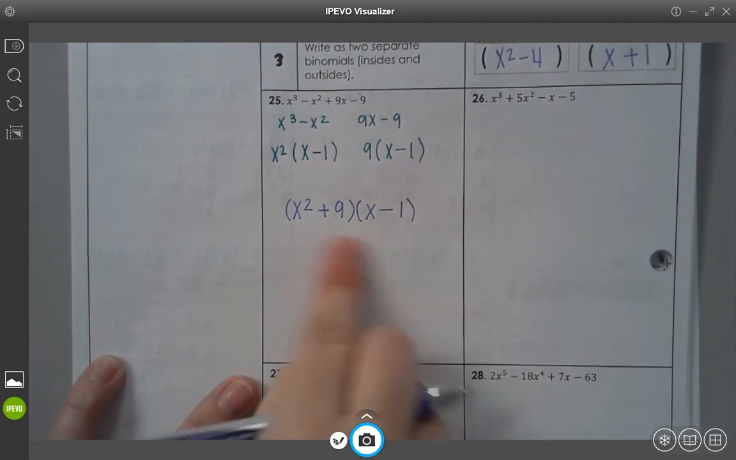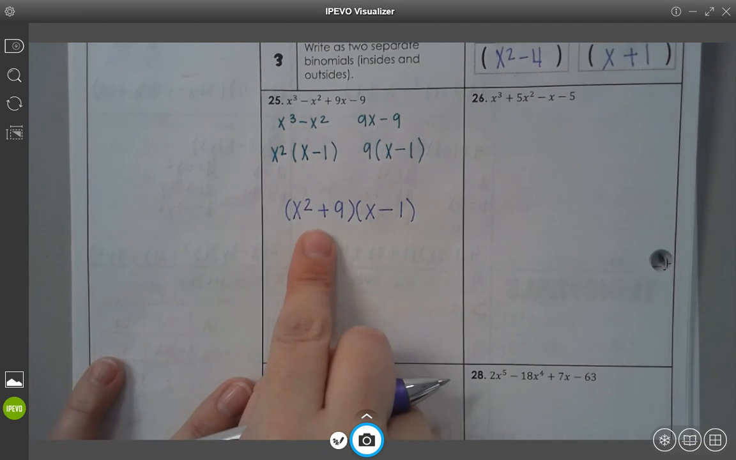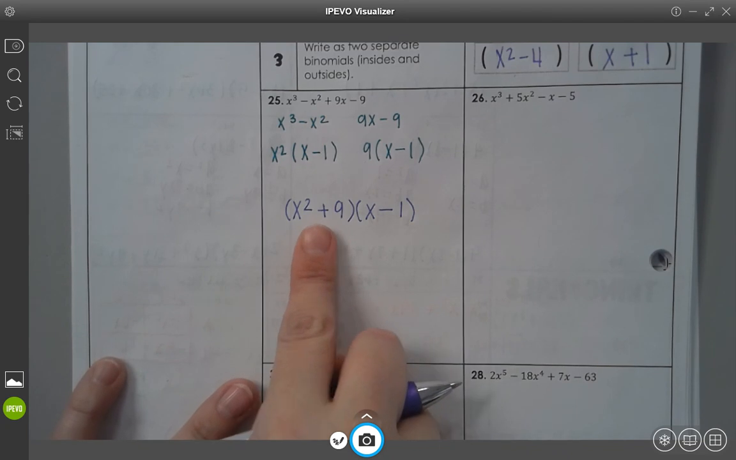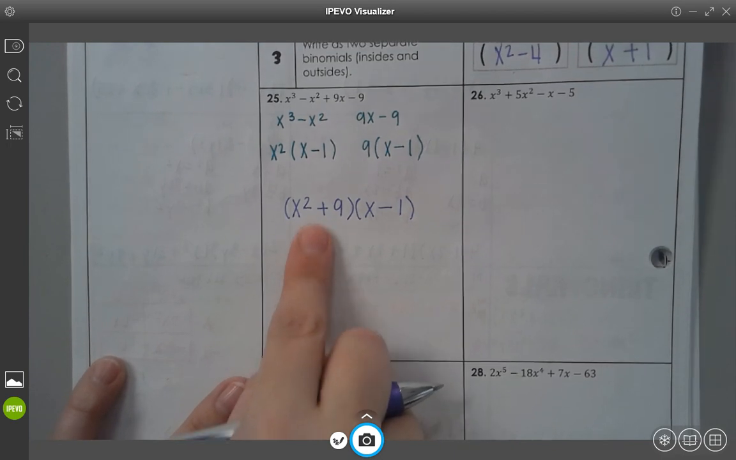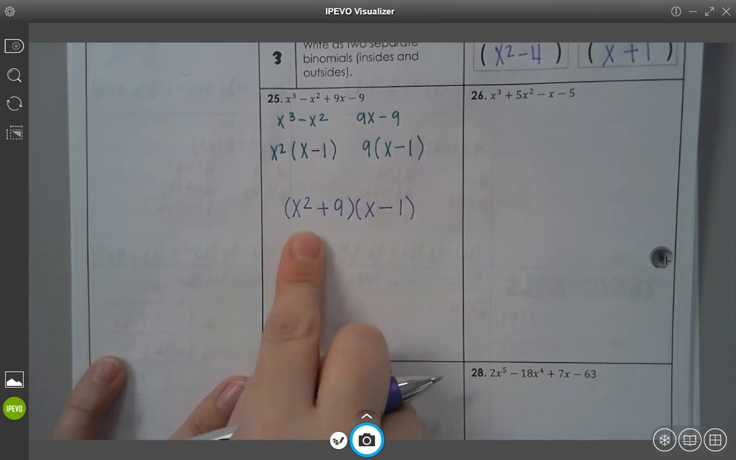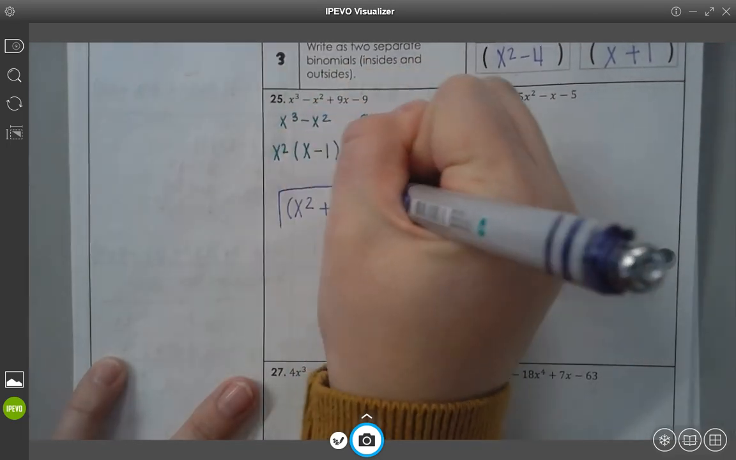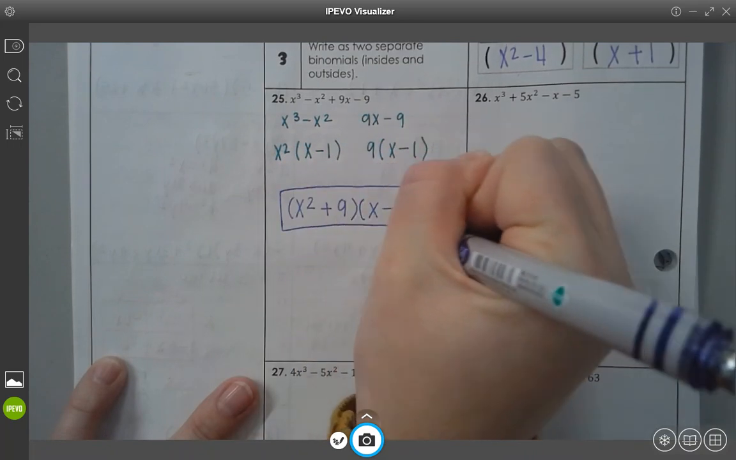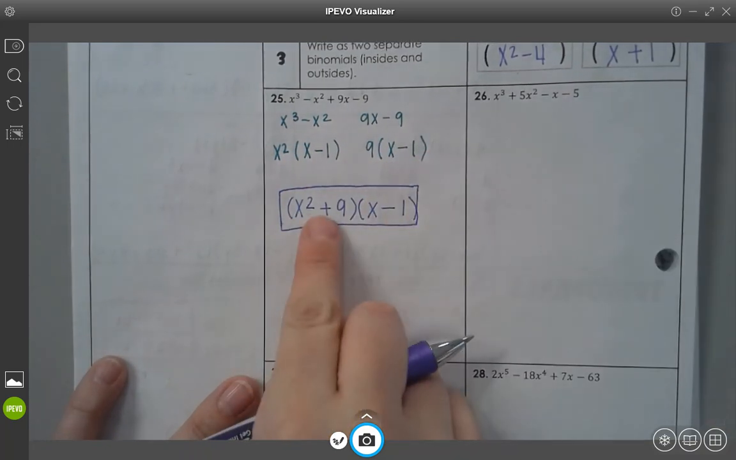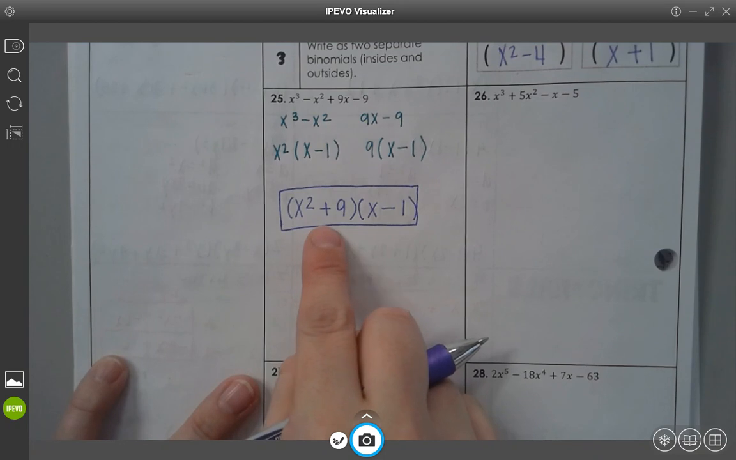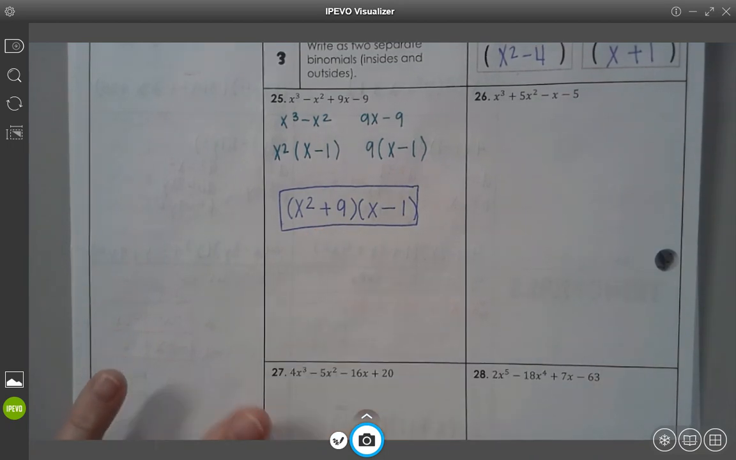Can either of those be factored again? You could. But what's the problem? It's a plus. There's only a difference of squares. There is no sum of squares. So there actually is no other way to factor this down. So this one is complete. Difference of squares only works if there's a subtraction. So if that was x squared minus 9, yes, it would work. But it's x squared plus 9.